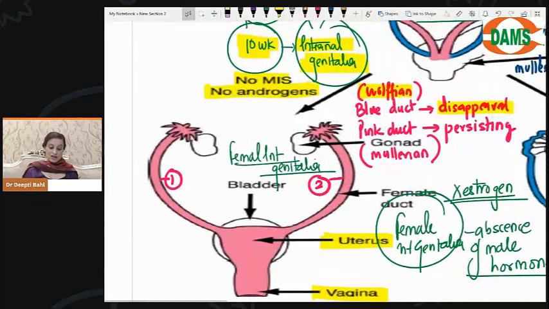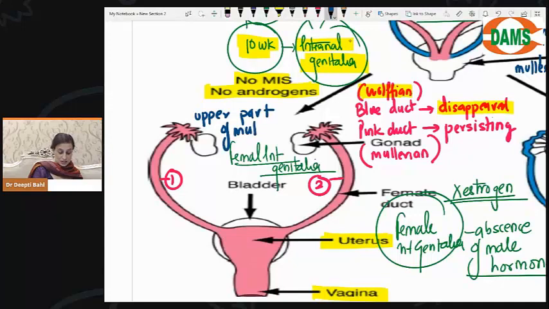Okay. Now tell me, how come 2 fallopian tubes when the other structure is 1? There is 1 uterus, 1 cervix, 1 vagina. Why do we have only 2 fallopian tubes? This means that the upper part of the Mullerian ducts remains what?